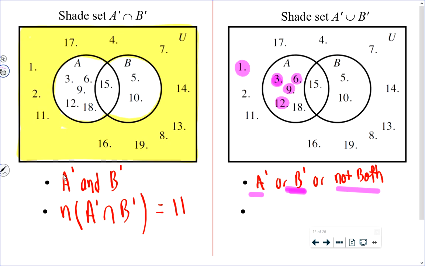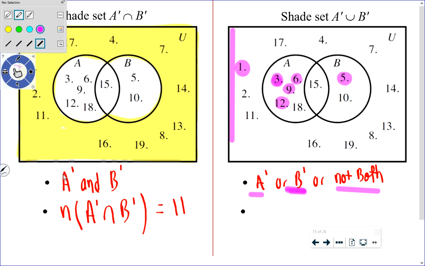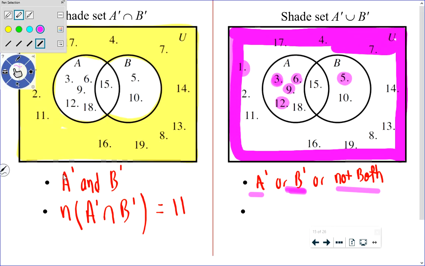What about the 15? Is the 15 not A? No, it is A. Is the 15 not B? No. Is the 15 not both? No, it is both. So we can't shade this intersection part. What about this? Is 5 not A? Yeah. So we have to shade that. And it's looking as though what we're going to shade is everything except for the middle part. By the middle part, I mean the intersection part.